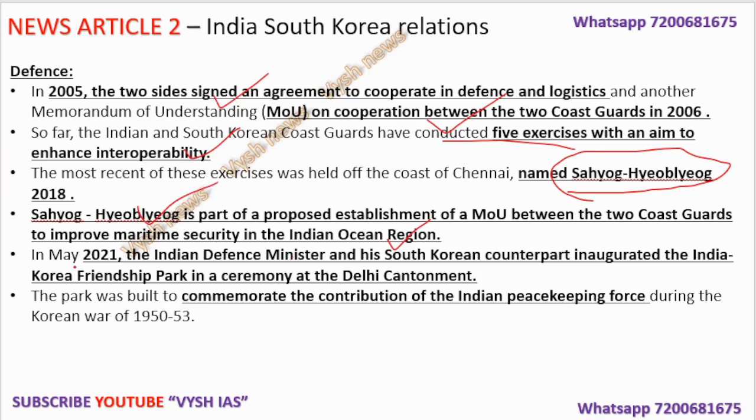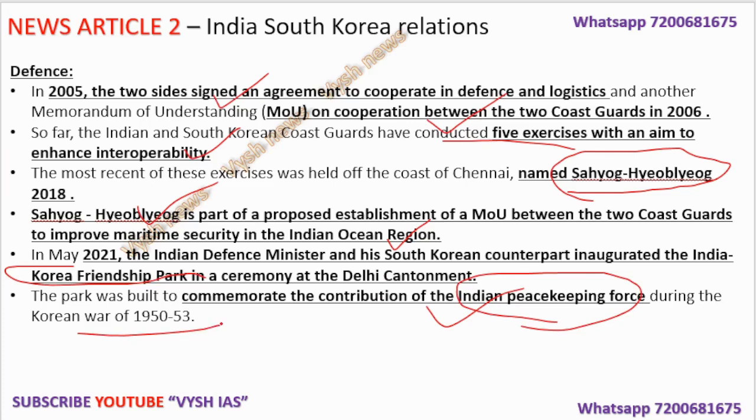And we also have the India-Korea Friendship Park, which was inaugurated in the Delhi area. So you should know the basics about all these things. And the Indian peacekeeping force, which we have in the United Nations, there also we have each other's support. But here they are talking about the Korean War, which I mentioned in the starting.